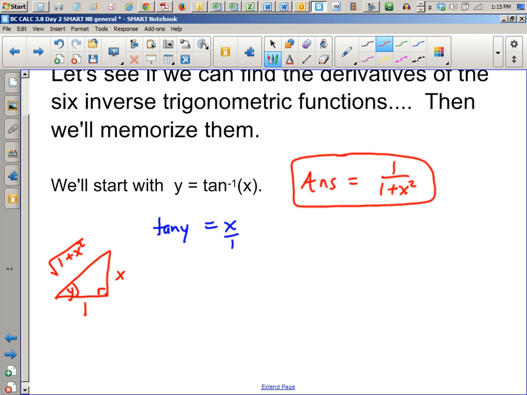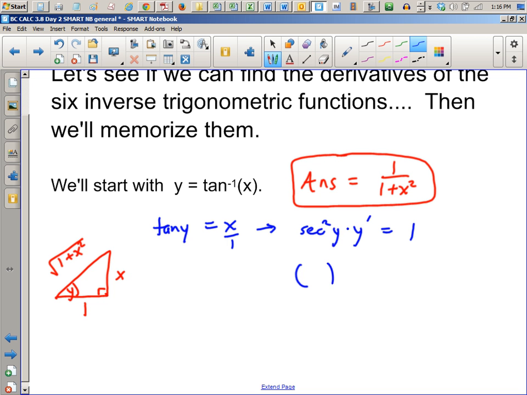Now, going back to the blue here, let's take the derivative of this equation implicitly. What's the derivative of tan y? Careful. Sec squared y times y prime, or dy dx, good. What's the derivative of x? That's the right side, x, so 1.